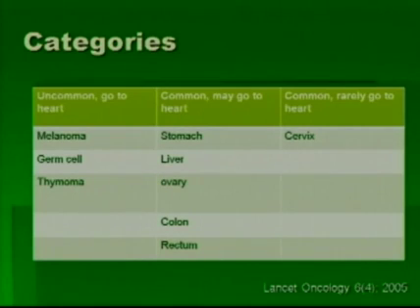There has been a categorical approach to characterizing metastasis to the heart. They've been divided into 3 categories, including cancers which are uncommon but tend to go to the heart, and those include melanoma, germ cell tumors, and thymomas. Then there is the category of tumors and cancers which are common, and they may go to the heart or may have an intermediate potential to go to the heart: stomach, liver, ovary, colon, and rectum. And then there are tumors which are pretty common but almost never go to the heart, and that includes cervical tumors.